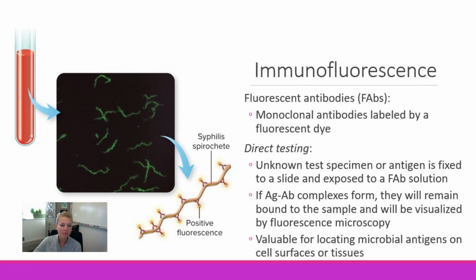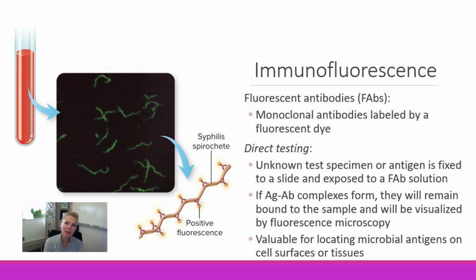I've mentioned a few times that fluorescence can be used when using immunologic methods. So let's quickly look at the process of immunofluorescence, using fluorescence in immune testing. This is going to utilize what are known as fluorescent antibodies, or FABs. That means an antibody that is made for a certain specificity, a monoclonal antibody, that has a fluorescent dye attached to it.